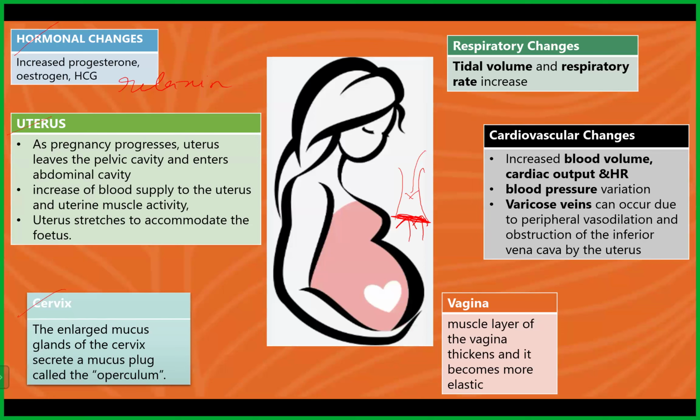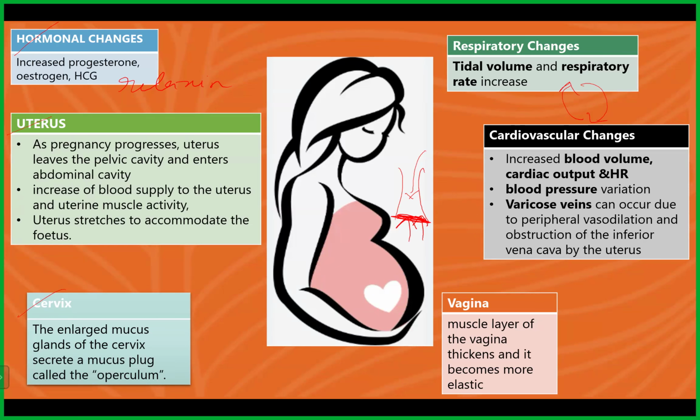Fine. Now talking about the respiratory changes and cardiovascular changes. These two come hand in hand, there is no keeping them apart. As I told you, there is increased vasodilatation. There is a fetus to which you have to give blood supply. So there's increased blood volume, increased cardiac output, increased heart rate, and blood pressure variation. Varicose veins can be formed. Why? As I told you, the uterus will leave the pelvic cavity and enter the abdominal cavity, and the inferior vena cava starts getting compressed a little bit.